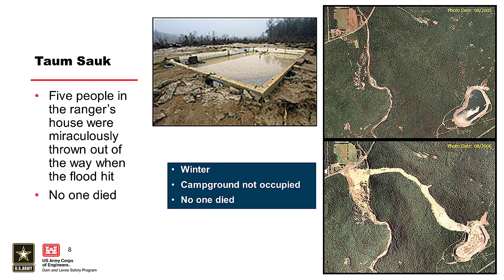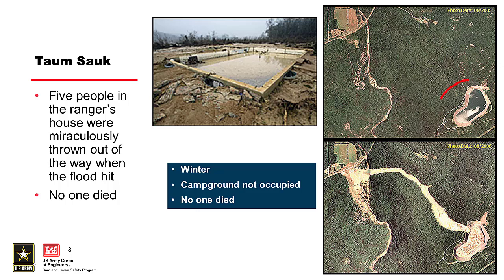So the photo on the left shows the foundation of a ranger's house that was completely destroyed and wiped off the foundation when the breach occurred and from the flood wave. And miraculously, no one died. There were five people with the ranger's family, and they just barely made it out alive. The two photos on the right show the path of the destruction caused by the breach itself.